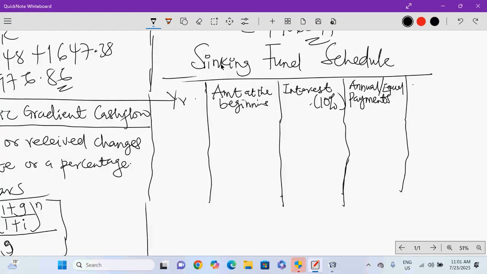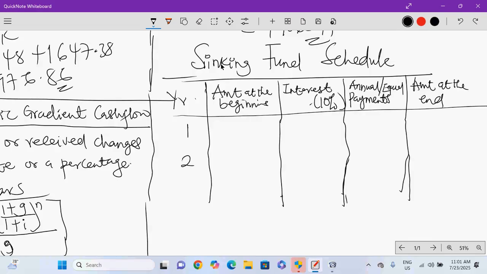So the equal payment, then we have the amount in the fund at the end. So the amount in the fund at the beginning, or this can be principal, and then the interest on it, the equal payments, right? Now for year 1, we have 3 years. So year 1, year 2, year 3.